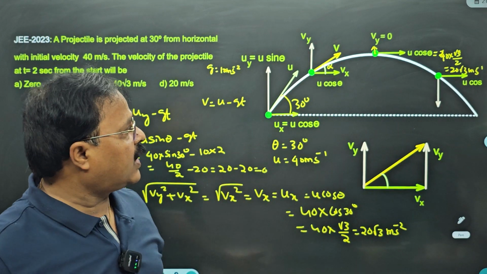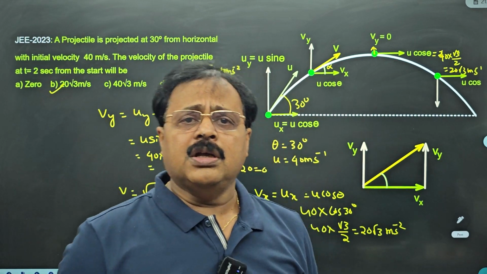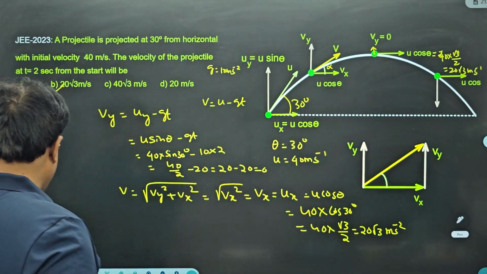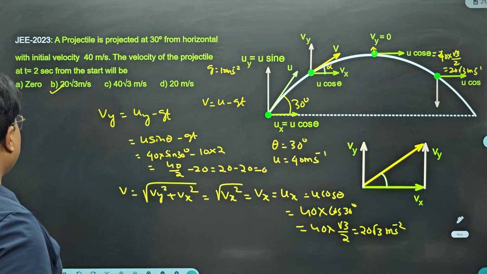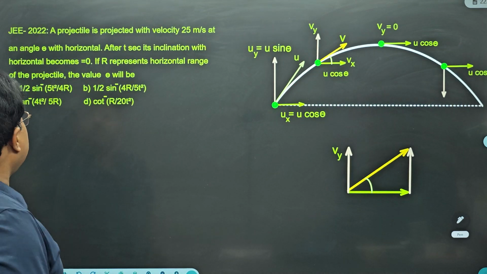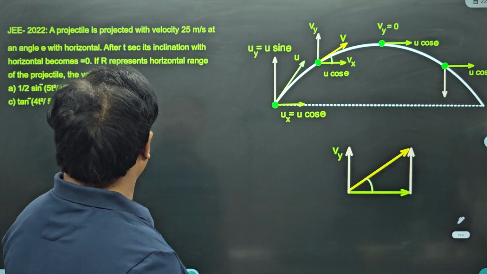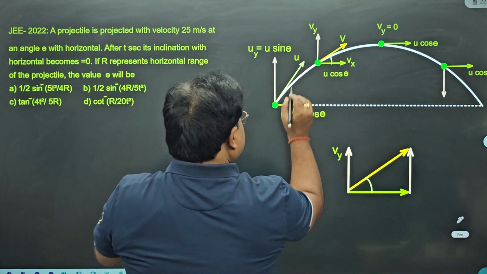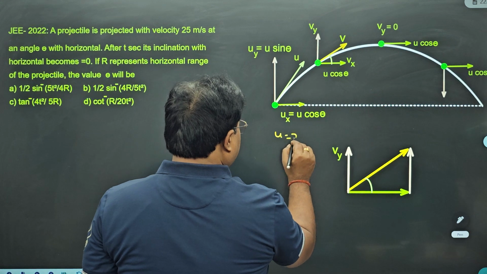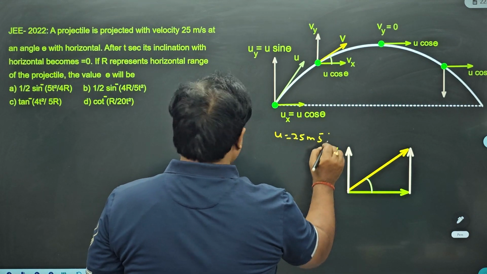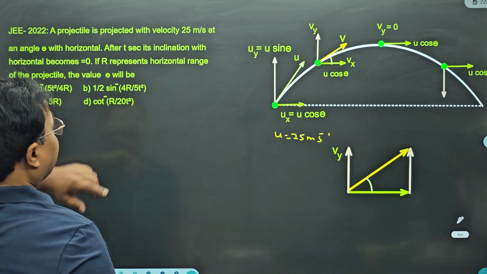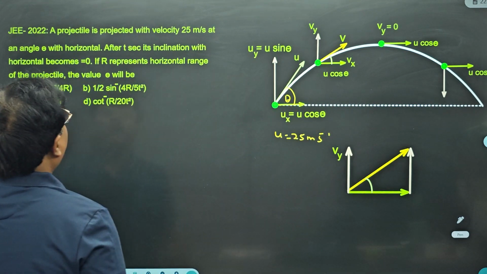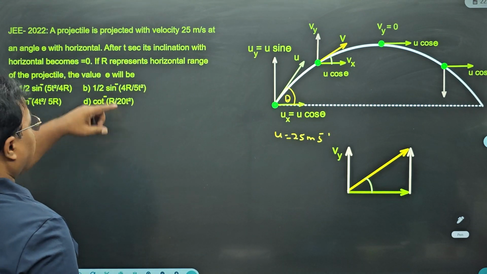So there are two ways of approaching this question. I believe you have understood what I explained. This question was asked in JEE 2023. Let us come to a question which was asked in JEE 2022. A projectile is projected with velocity 25 meter per second, means u is equal to 25 meter per second. This was the question. At an angle theta with horizontal. Theta is not given. Angle of projection is theta. After time t, the inclination with horizontal becomes 0.